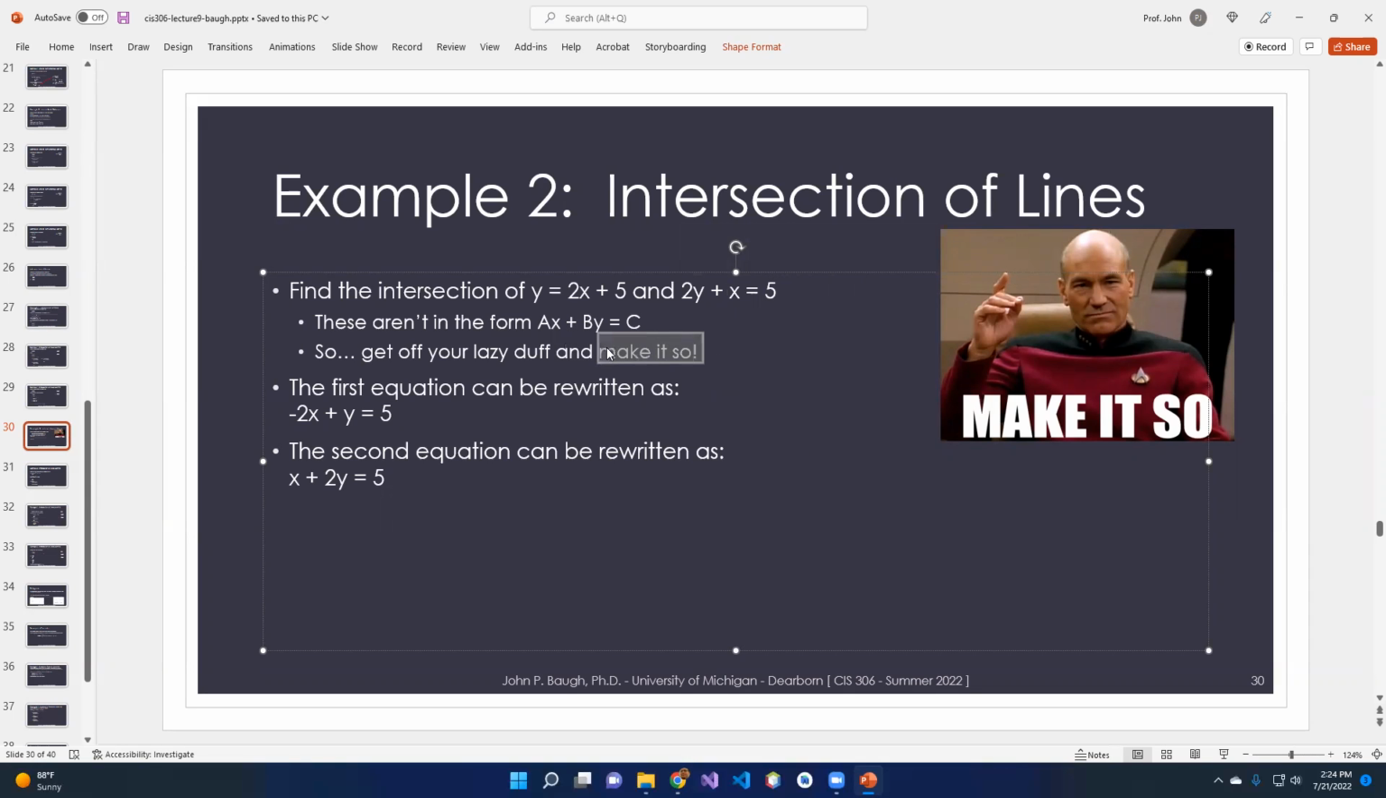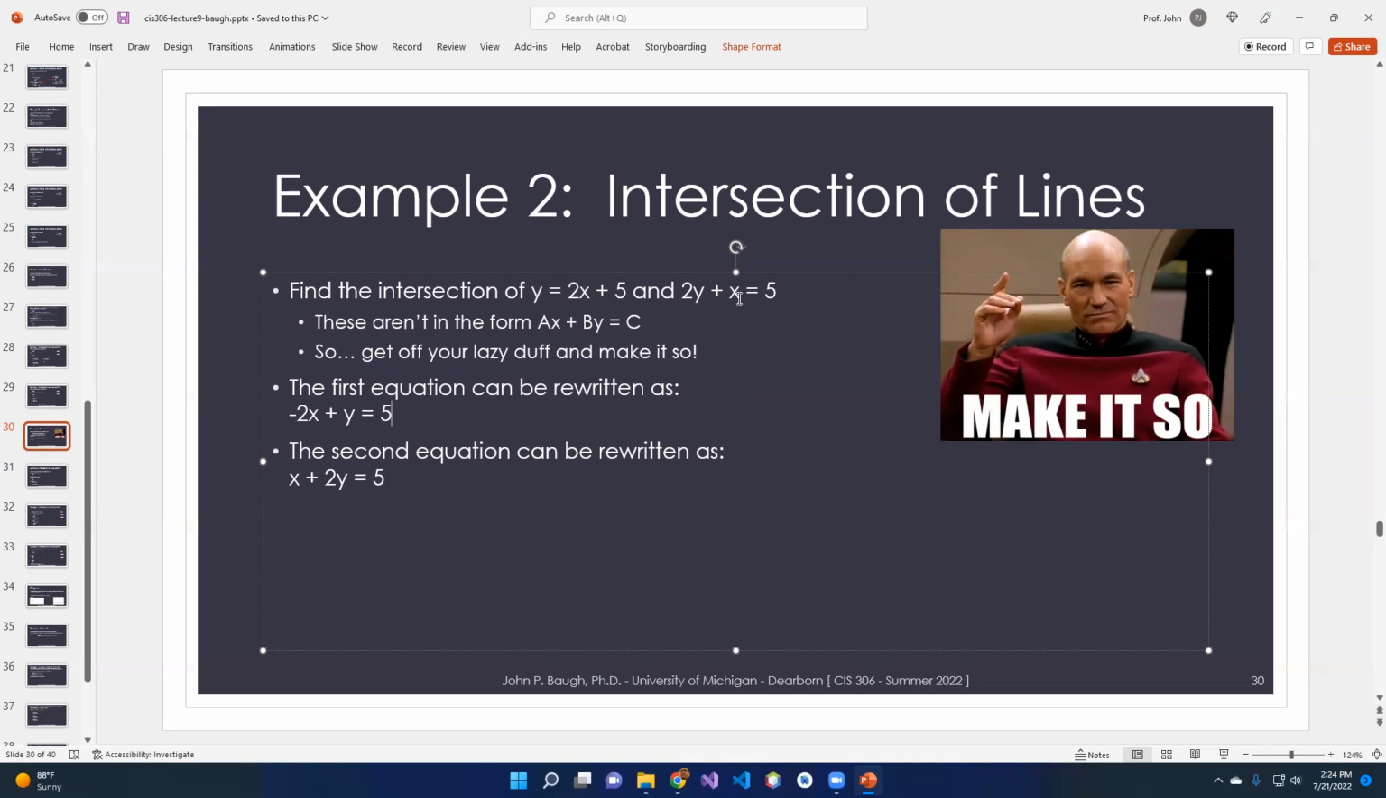So we have to make it so. The first equation, we can rewrite by bringing the 2x over to the left and leaving the y where it is, leaving the 5 on the right. So the 2x comes over by subtracting 2x. You have to put it in that order where the x, y, and then the constant are off to the right. So that's why I didn't put y minus 2x. It's got to be negative 2x plus y equals 5.